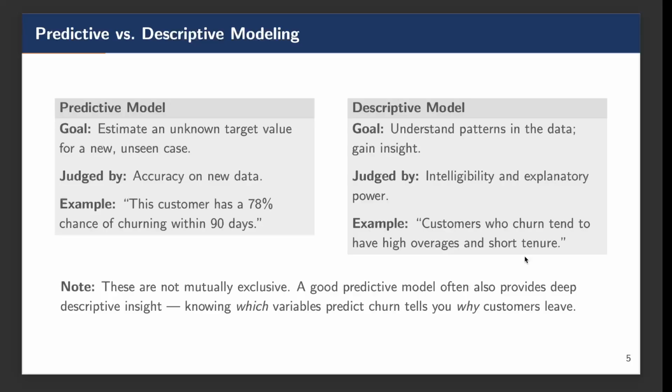And we do this prediction, how do we know this figure? We look at the historical data and we know that customers who have similar attributes are more likely to churn. On the other hand, the descriptive model is meant to help us understand the underlying patterns and to gain insights from our data. So we judge this by how intelligible and explanatory it is. For example, customers who churn tend to have high overages. So these are not mutually exclusive. A good predictive model often provides deep descriptive insights also.